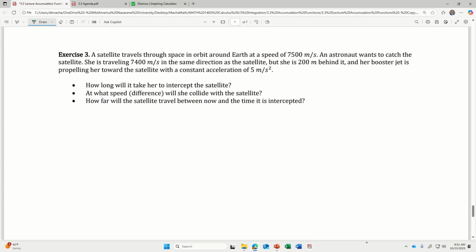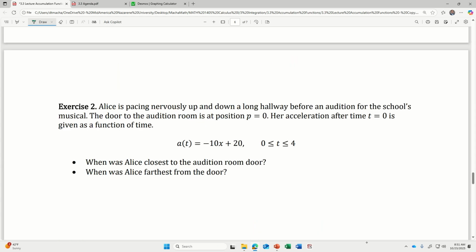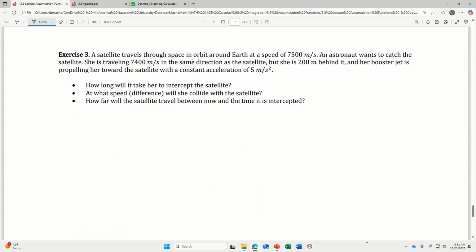I'm trying to make the most of our time. We've got 24 minutes. Let's talk about this one next, and if we've got time, we'll go back. It says, a satellite travels through space in orbit around Earth at a speed of 7,500 meters per second. So here's my satellite. I'll draw a photorealistic satellite for you guys. There we go. And it's cruising.